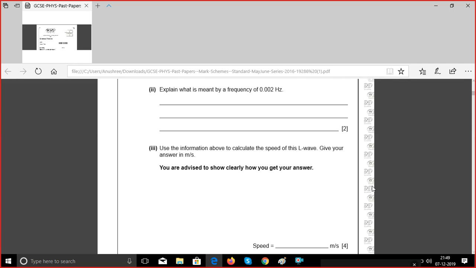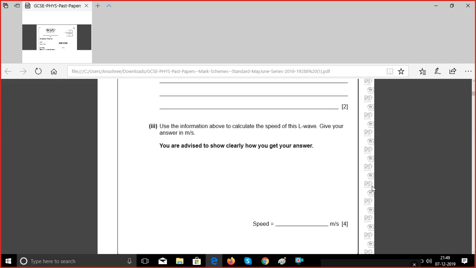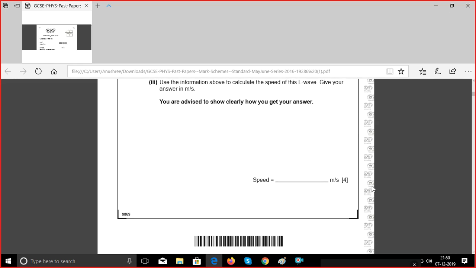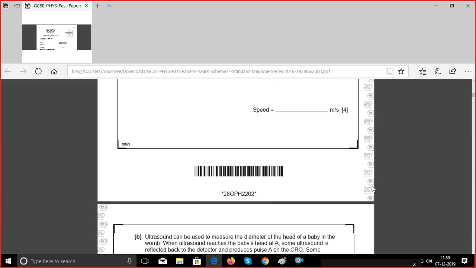So V equals 0.002 times 2500. That gives V equal to 5 meters per second.